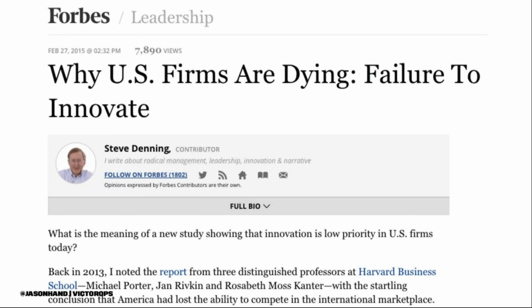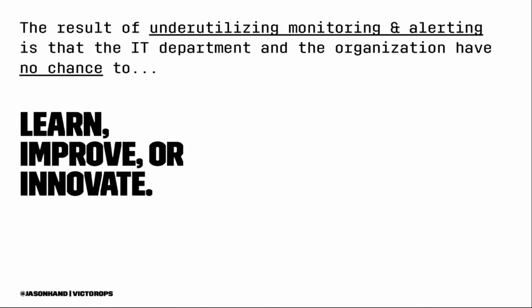This failure to continuously improve and learn is a large contributing factor to the demise of companies everywhere. I think a lot of companies are starting to realize that, and we're seeing articles pop up in lots of different places warning us that this failure to innovate is actually what's killing off a lot of our companies. So the message today is that IT teams need to place a higher priority on learning. This priority on learning is going to lead to improving, which then leads to innovating. And monitoring and alerting play a huge role in those efforts.